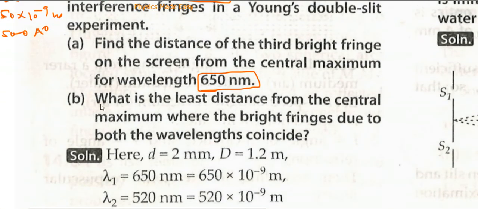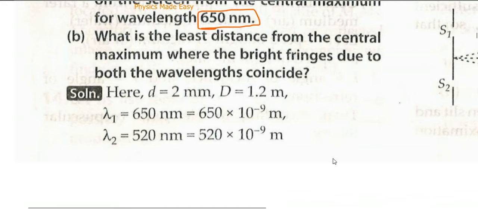This part: what is the least distance from the central maxima where the bright fringe due to both wavelengths coincide? Now, for this we have to use simple logic. There may be detailed solutions as well. So, for the least distance, we should first be familiar with the fringe width.